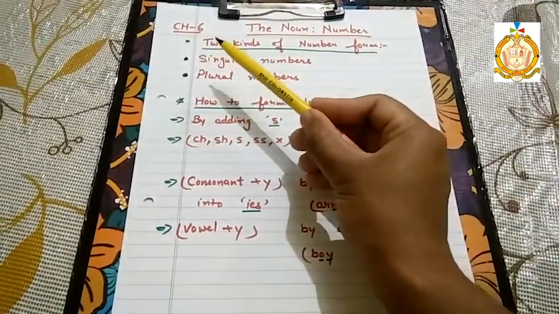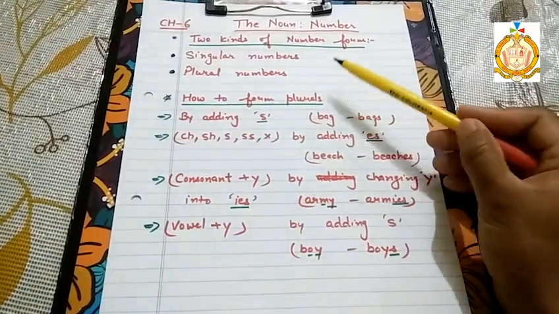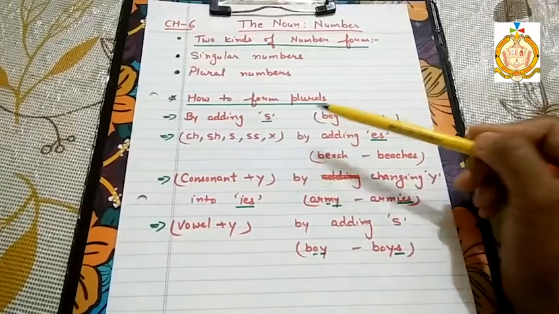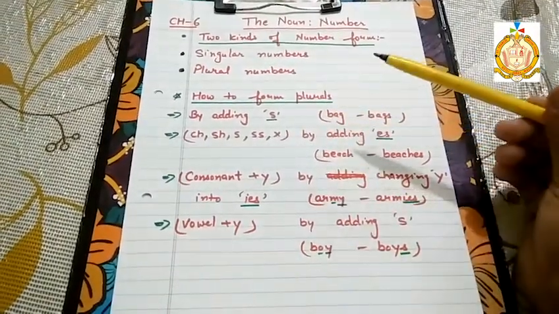Today I am going to teach you chapter number 6, the noun number. Students, in this chapter we will discuss the kinds of nouns and the rules to make singular nouns into plural nouns.